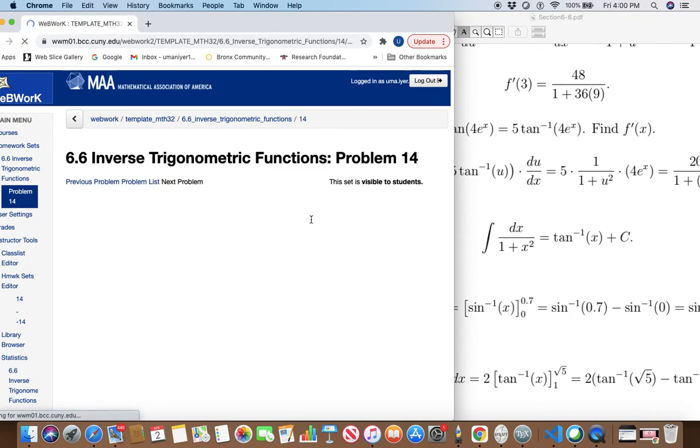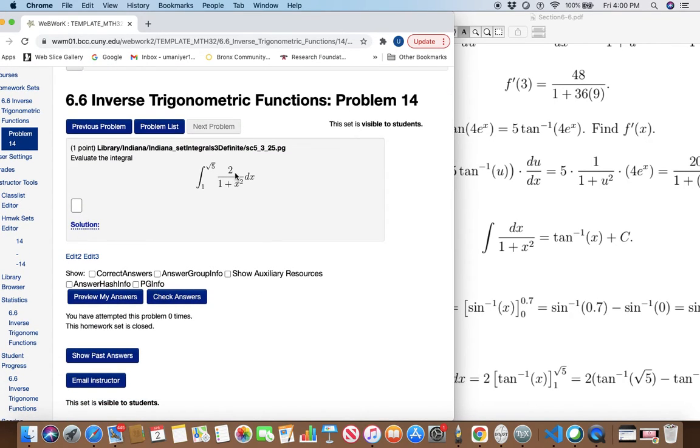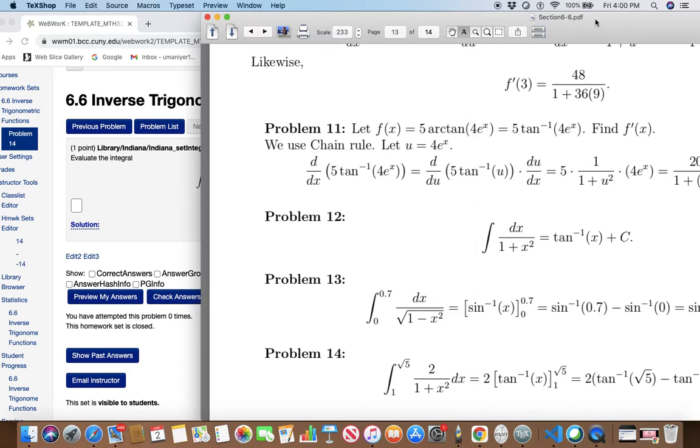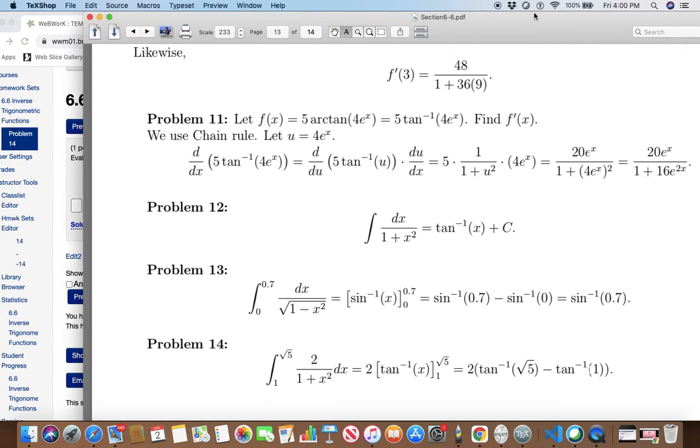Next, this is the last problem. Integral from 1 to square root 5 of 2 over 1 plus x squared. Now that is a tan inverse. So 2 is 2, and 1 over 1 plus x squared, its integral is tan inverse. And the limits are square root 5 and 1. So I have a 2 outside: arc tan of square root 5 minus arc tan of 1.